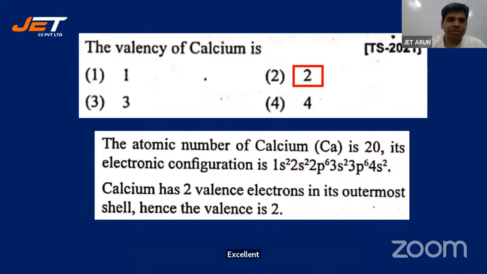Here, he has given the electronic configuration also. The atomic number of calcium is 20. Its electronic configuration is 1s2, 2s2, 2p6, 3s2, 3p6, 4s2. It has got 2 valence electrons in the outermost shell, hence the valency is 2. Going for the next one.